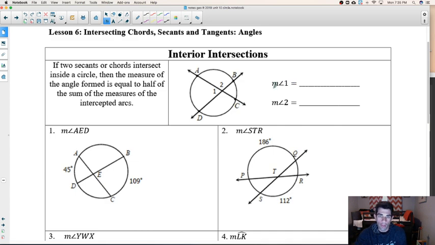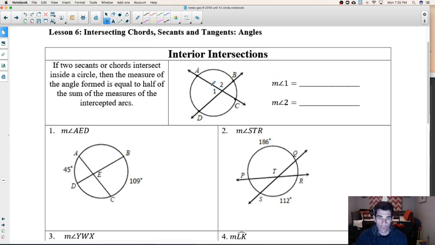First one. So right here you have two secants. How do I know it's a secant? Well, it's a line, and it's going to cross through the circle, and it's going to intersect two times, just like here, AC, and right here, BD. And when they did that, they created some angles here. Notice it is not in the center.